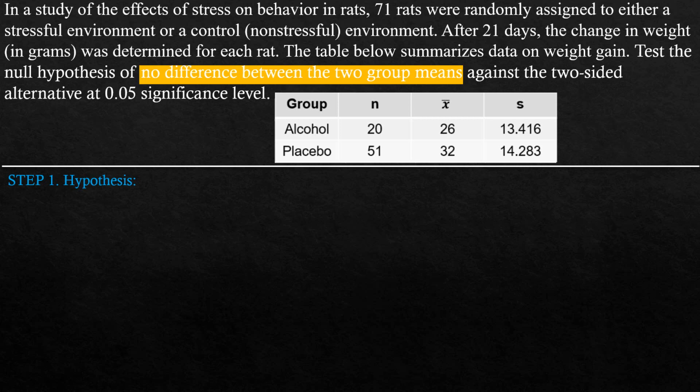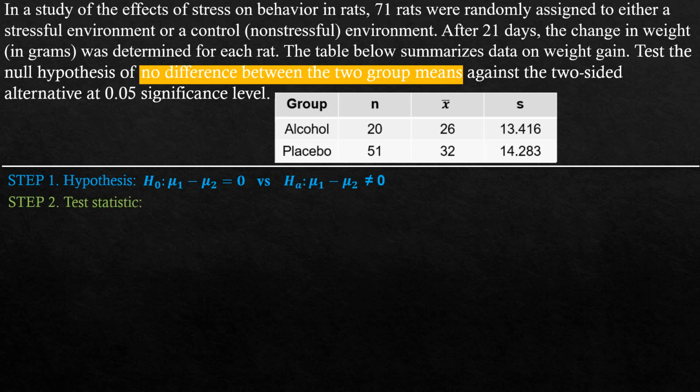Let's take mu1 as a population average of alcohol group, mu2 as a population average of placebo group. If there is no difference, then what will happen to mu1 and mu2? Mu1 and mu2 should be equal, the same values. Mu1 minus mu2 should equal 0. So we need to check no difference between the two group means. Then what should be the alternative hypothesis? Therefore, mu1 minus mu2 not equal 0. So we write here mu1 minus mu2 equals 0 versus mu1 minus mu2 not equal 0.